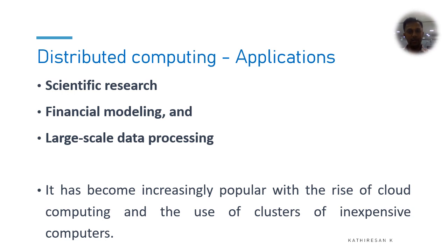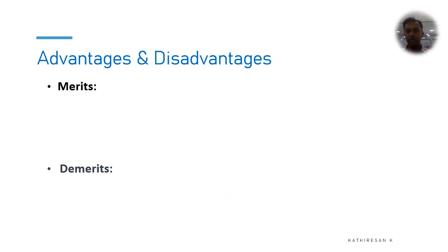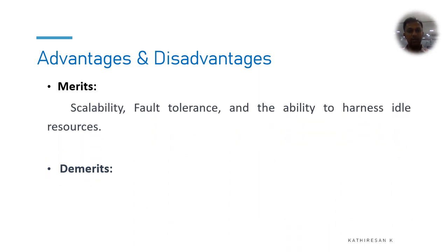Next, we'll see the advantages and disadvantages of distributed computing. We'll go with the merits first, with an example. Imagine you are a business owner who needs to process a large amount of customers' data. As your business grows, you need more computing power to handle the increased workload. With distributed computing, you can easily scale your system to meet the demands of your growing business. By adding more computers to the network, you can distribute the workload and process more data in less time.